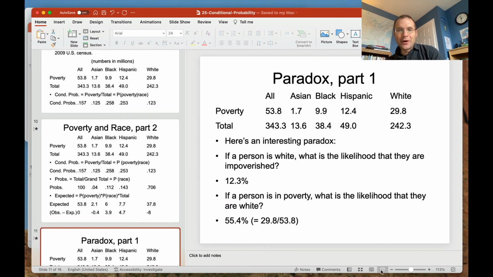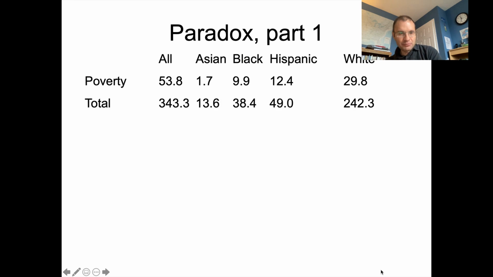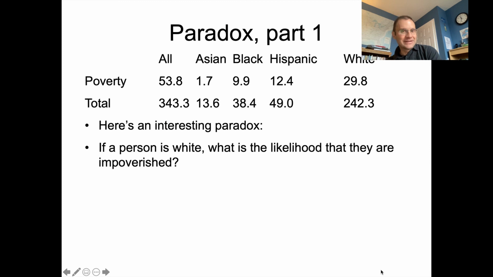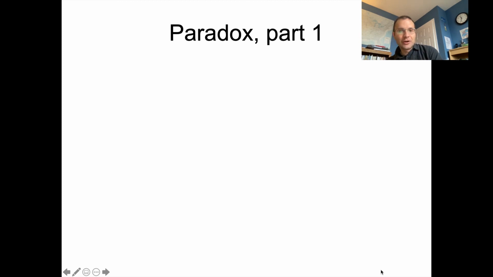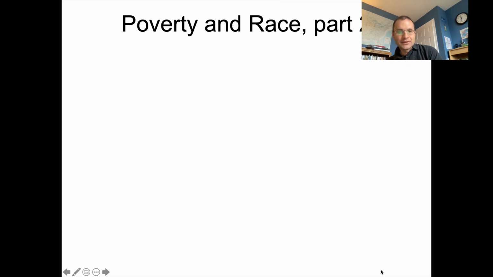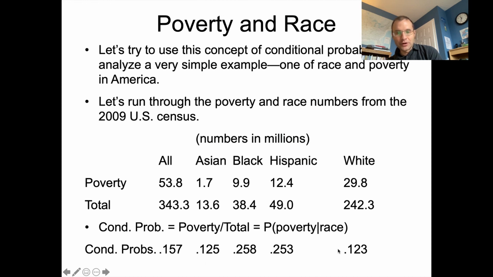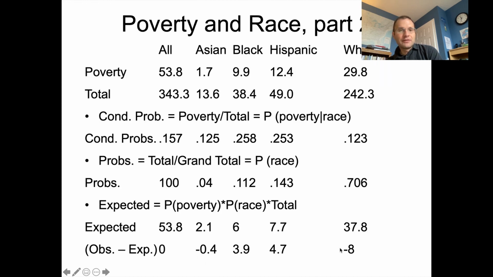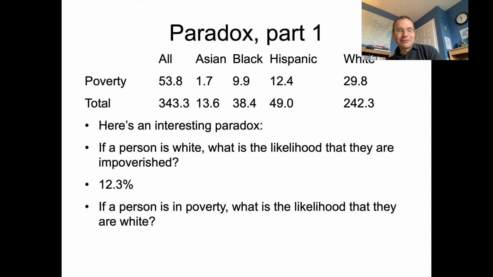Before I get into that, though, I'll reiterate a couple of interesting facts about this data to begin with. So first of all, if a person is white, what is the likelihood that they are in poverty in the US in this data? And that answer is 12.3%, which, if you go back up here, is going to be the lowest number out of these four groups. And then if we go back to the second question, if a person is in poverty, what is the likelihood that they are white? And the answer there is 55.4%.